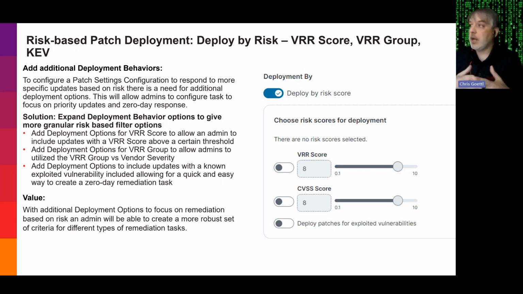So this could be used in combination. You could say, I want to do anything with a VRR score of 8 and above, or if it has a known exploited vulnerability. If there's something that's a lower score than that, but it has a known exploit against it, that can give you a combination where you can say anything with that 8 or above, or if it's lower but has a known exploited vulnerability, and get the combination of variables that you want to be able to meet the policy requirements that you're striving for. So some new deployment options that were added there.